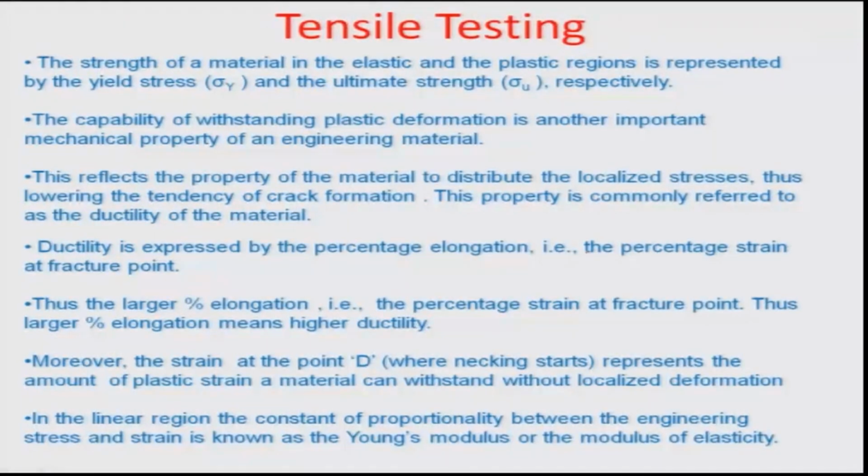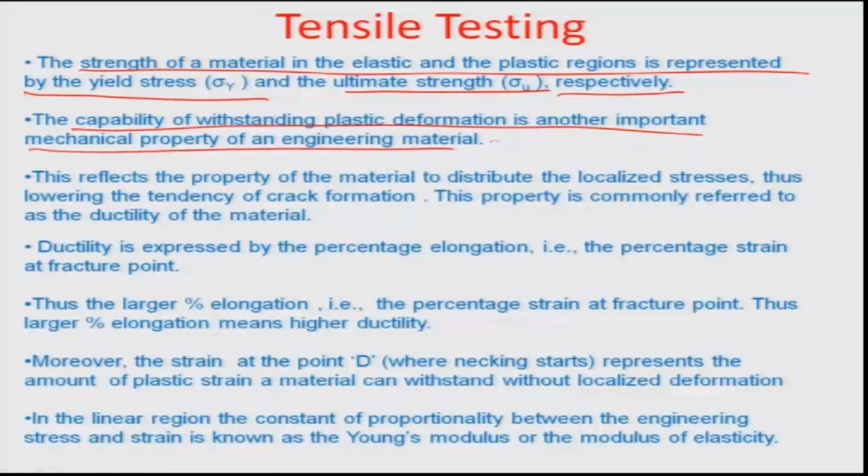A few points which need to be just the take homes. The strength of material in the elastic and the plastic regions are represented by the yield stress sigma y, ultimate strength sigma u. The capability of withstanding plastic deformation is another important mechanical property of an engineering material. As you saw in this particular curve, beyond the point Y, there is a flow state of the material, which would really be the plastic state. So, this reflects the property of the material to distribute the localized stresses, thus lowering the tendency of crack formation.